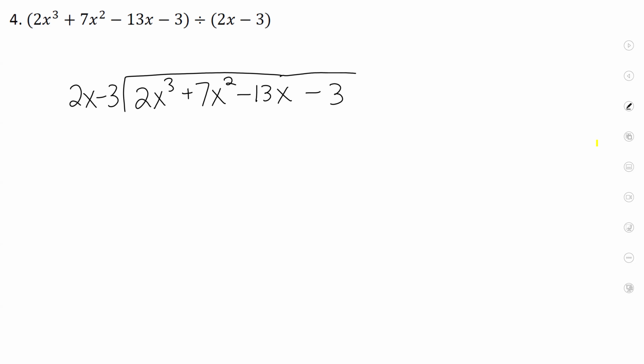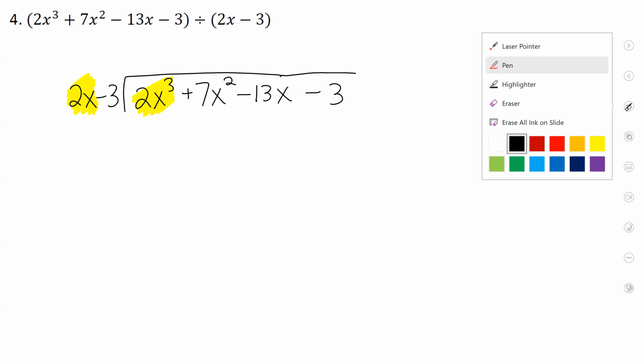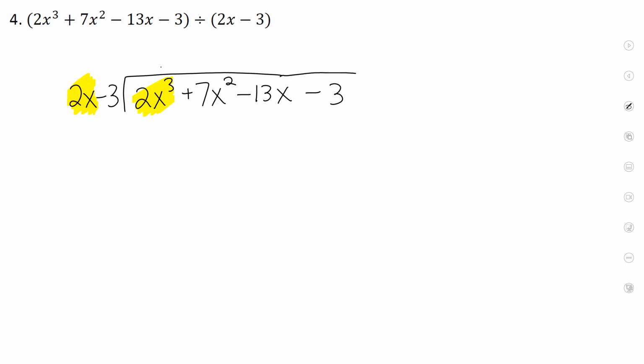Okay. 2x times what will give you 2x cubed? Yes, x squared. So guys, go ahead and write x squared at the top. Now we're going to multiply. 2x times x squared, that is 2x cubed. Remember, because this has a little 1 here, and you add the exponents whenever you're multiplying.